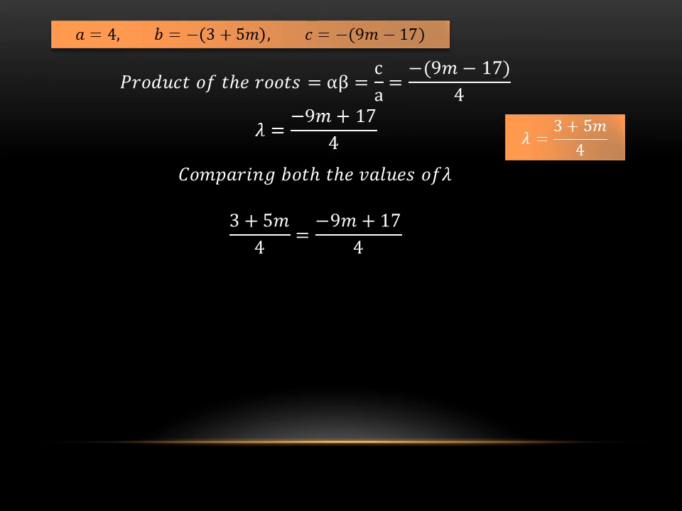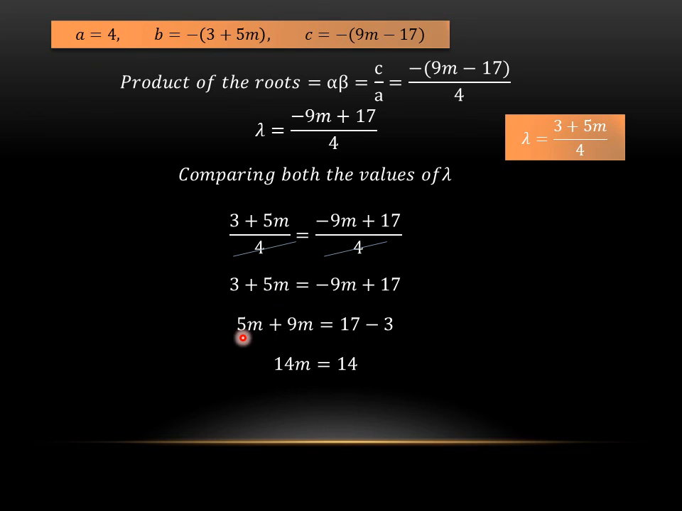As you all know, if the denominators on both sides of the equation are the same, we can simply cancel those denominators. So 4 will get cancelled with 4. So the equation remains 3 plus 5m equals minus 9m plus 17. That is the given equation now. I will take all the m's to one side of the equation, that is to the right side, and all the constant terms to the left side of the equation.